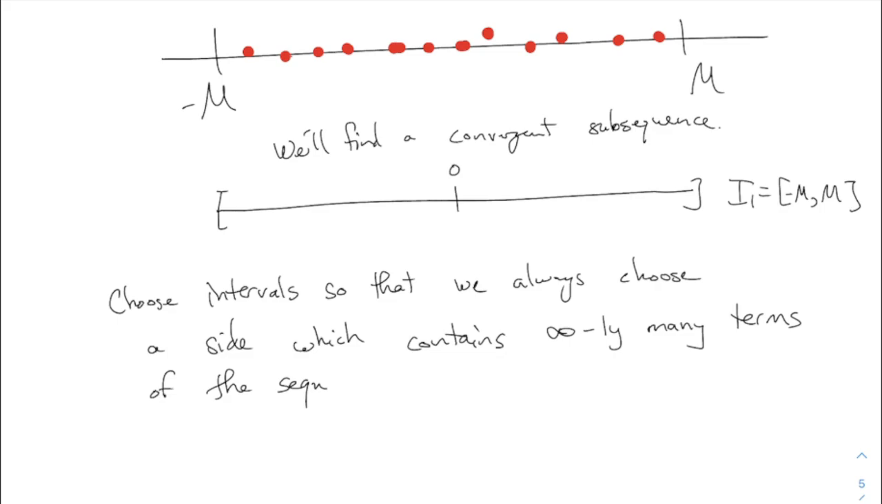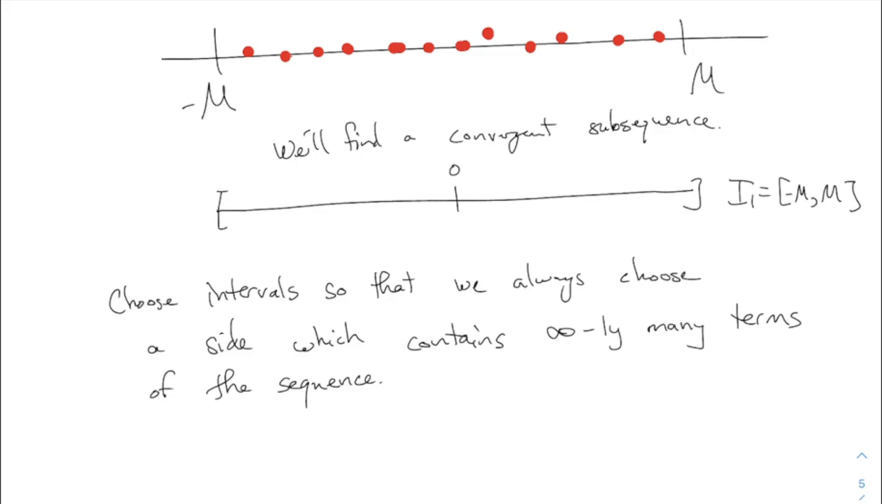Of course, the sequence goes on forever. So one side or the other has infinitely many of the sequence. Maybe it converges and ends up over here. That means eventually all the terms are on the right side. But maybe it doesn't converge and it continually bounces back and forth. And in that case, you can choose either side you want, all right?